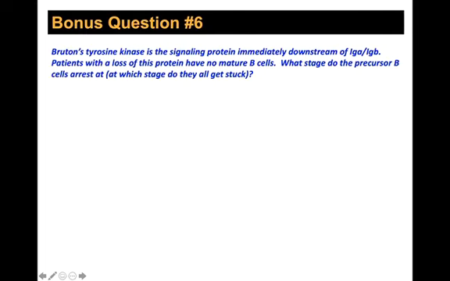So, Bruton's tyrosine kinase is the signaling protein immediately downstream of the Ig alpha Ig beta complex, right? It has the ITAMs that a developing B cell will use to test whether or not there's something there. Now, patients that don't have Bruton's tyrosine kinase have no mature B cells. In fact, this is a B negative, T positive SCID. And it is the most common form of that kind of severe combined immunodeficiency, where patients just don't have any B cells. And they become very susceptible to bacterial infections.